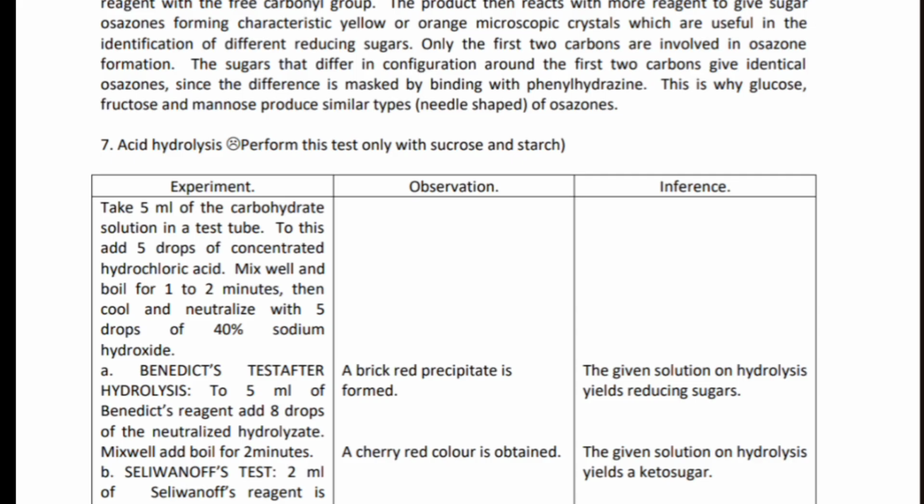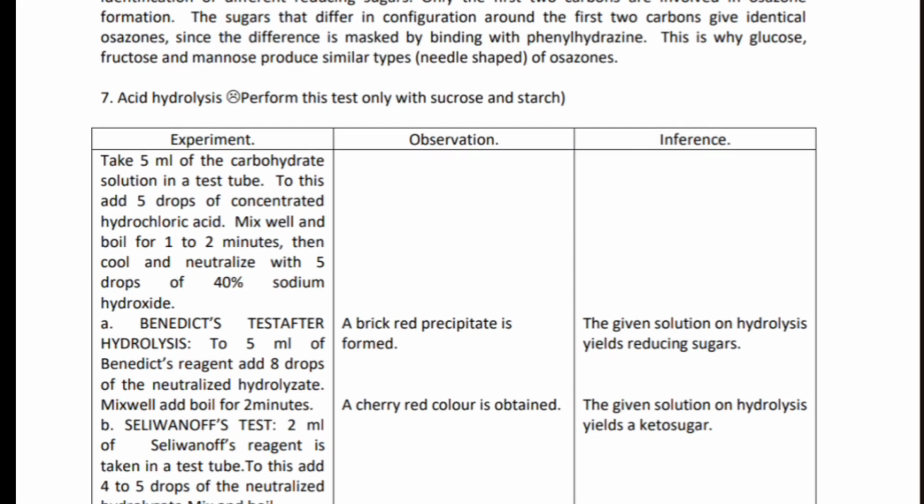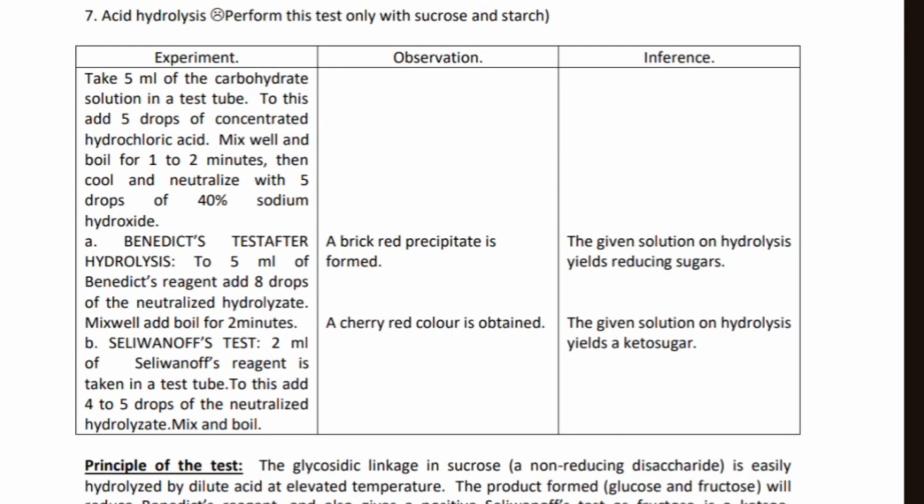Again, this is a viva question. Since the first two carbons are involved in osazone formation, if the sugars differ only in the first two carbons, they give identical osazones, because this difference is masked by binding with phenylhydrazine. That is why glucose, fructose, mannose produce similar types. They can ask why glucose, fructose, mannose give similar needle shaped crystals, because they just differ in the first two carbons, and this difference is masked by binding with phenylhydrazine. Therefore, since these are the general reactions of carbohydrates, I'll just say all of those together.